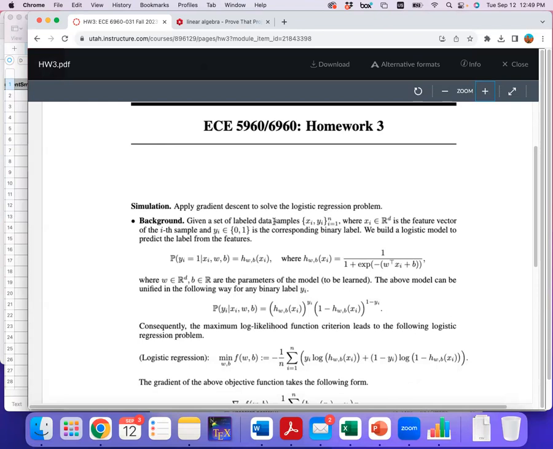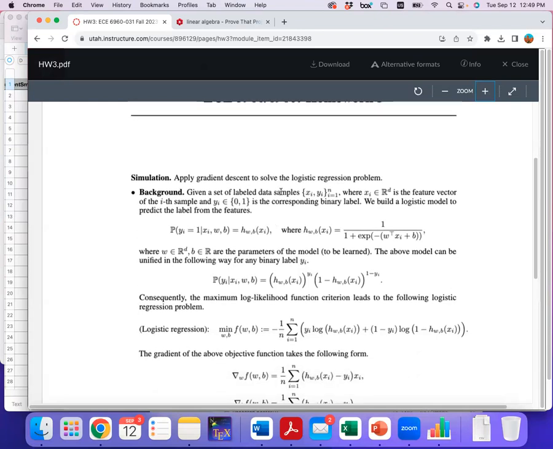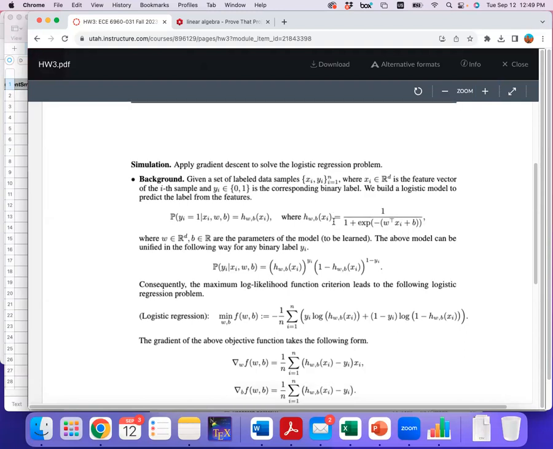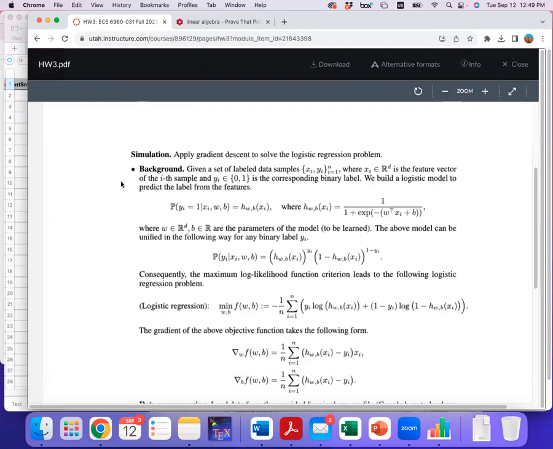So for the background, you can just read this background file. The data set is a set of labeled data samples. Xi is the features. Each Xi is a vector of features, so Xi is a vector in R^d. And Yi is the corresponding binary label. This is for the i-th sample. Now suppose we have samples 1 to n, so n samples. We want to build a logistic model to predict the label from the features.